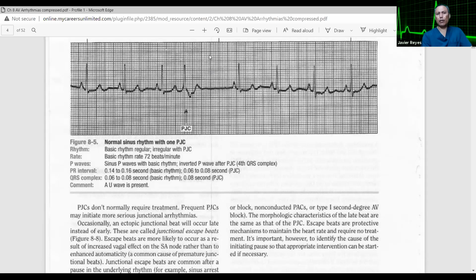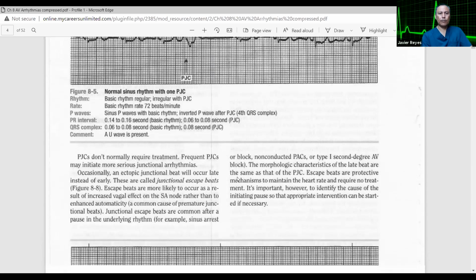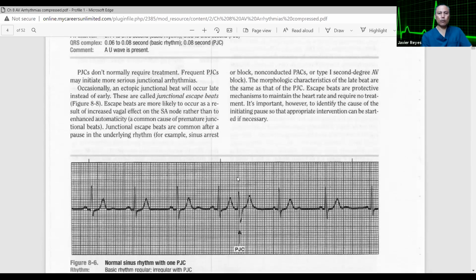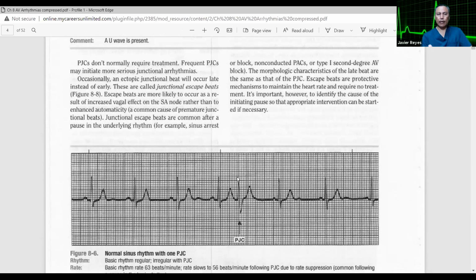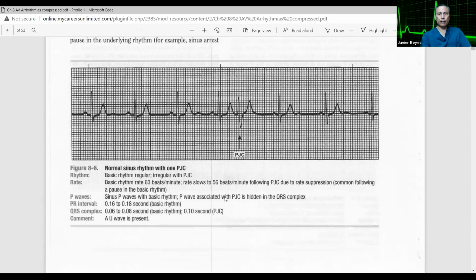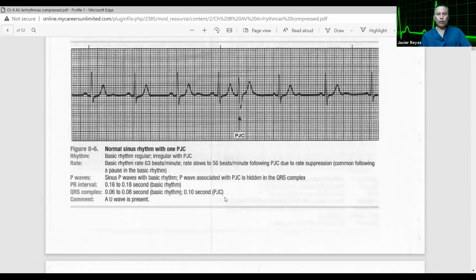But you could have another one here too. It doesn't matter. You could have one here and still have a PJC. It doesn't necessarily have to be missing. All right, so they're pretty benign. They're not that serious, unless they occur more often. Then you have to do something about it because they can progress to more serious arrhythmias. Here's another one.